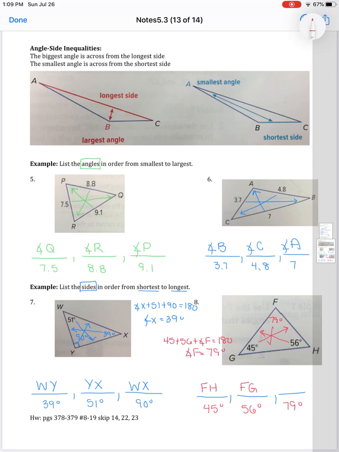So we've got 2 out of the 3 angles. Let me actually use different colors here. So we've got 45, we've got 56, and now we have F, and the total equals 180. And that gets us F equal to 79.